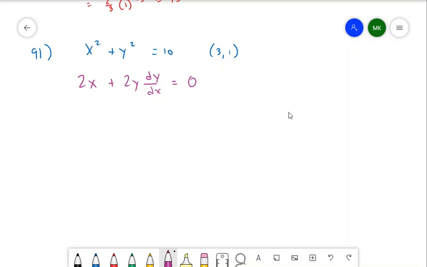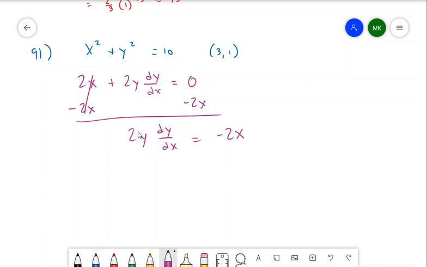So basically, if I want to solve for dy dx, I would subtract 2x from both sides. And we get 2y dy dx equals negative 2x. Divide by 2y. And dy dx ends up being, you can cancel those 2's, it's basically just negative x over y.